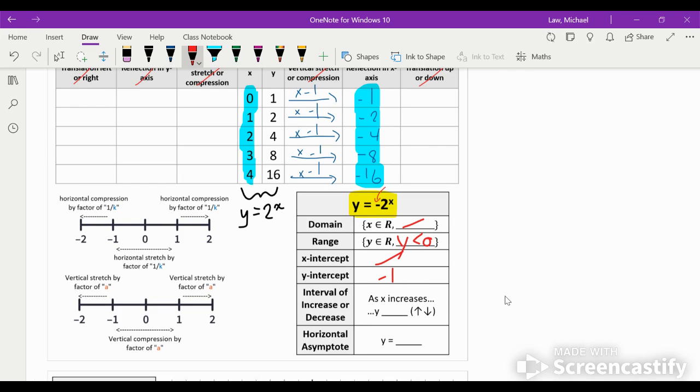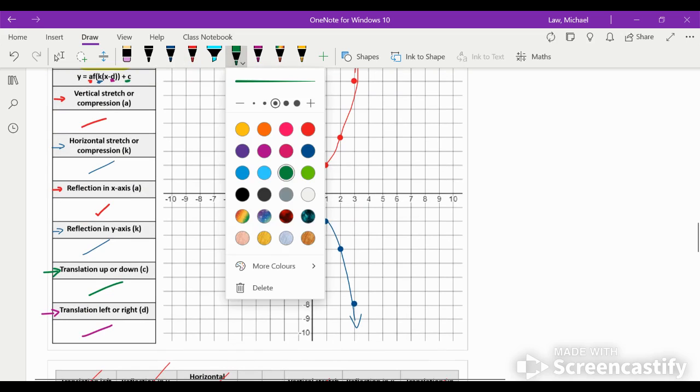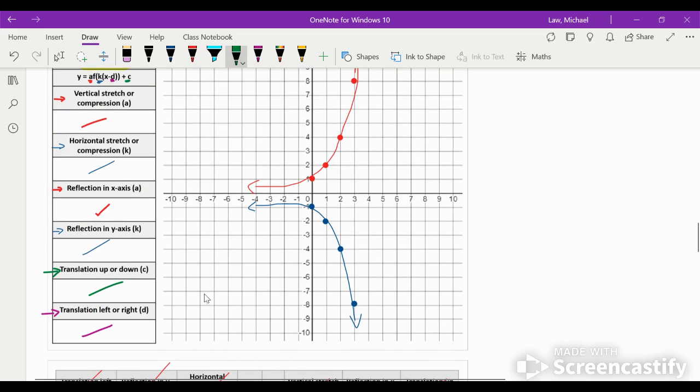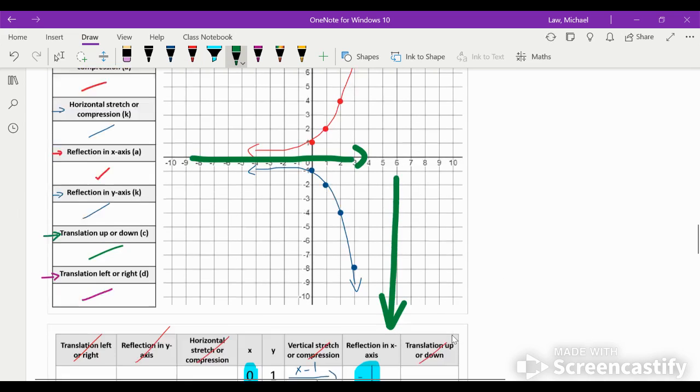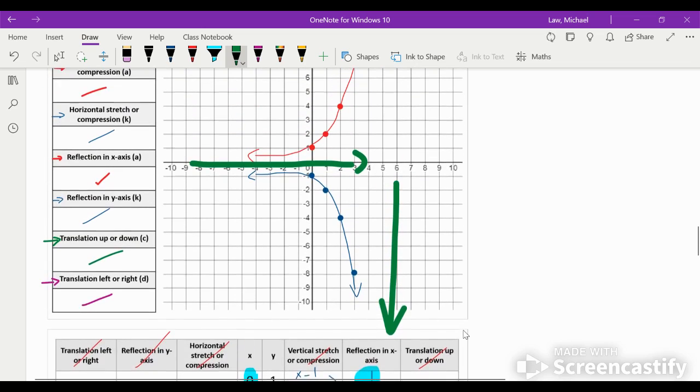Now for the interval of increase or decrease, let's take a closer look. So you can see that as the value of x increases, the value of y decreases. So you can say that this is decreasing.